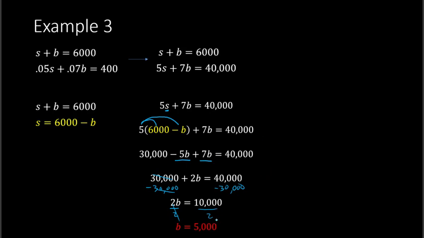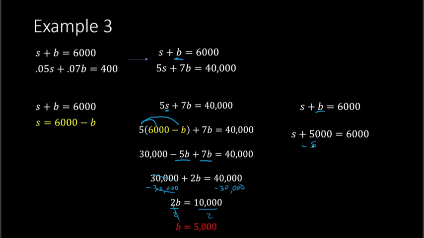All right, so we have b solved for. So we know b, the amount invested in bonds, is 5,000. To find the amount invested in stocks, we can just plug 5,000 in for b into either equation and then solve for s. So if we pick this first equation, s plus b equals 6,000, we plug 5,000 in for b. Now we have s plus 5,000 equals 6,000.